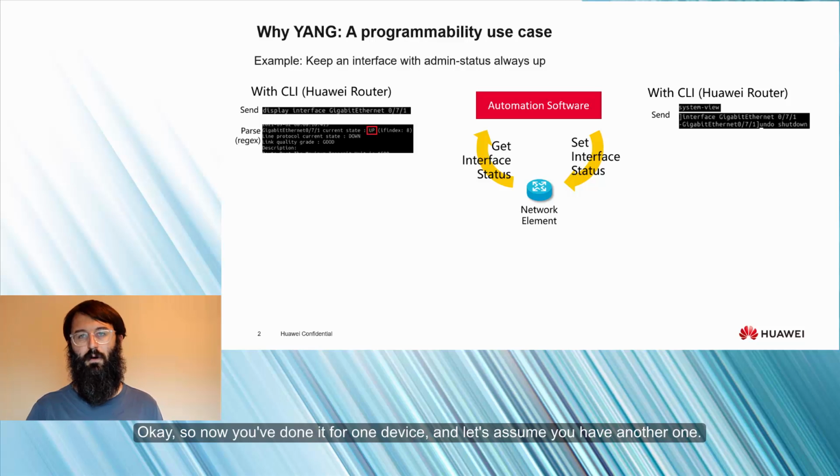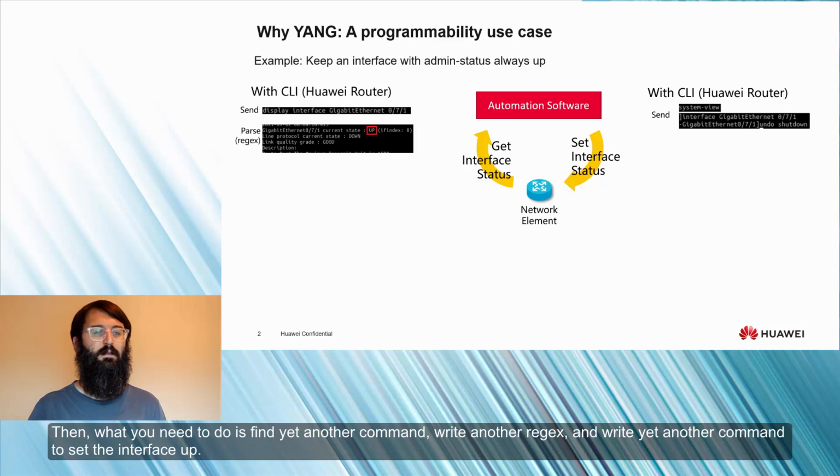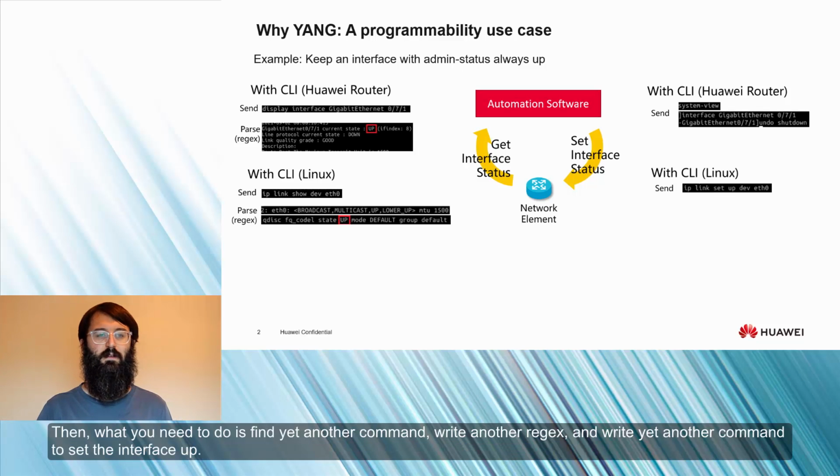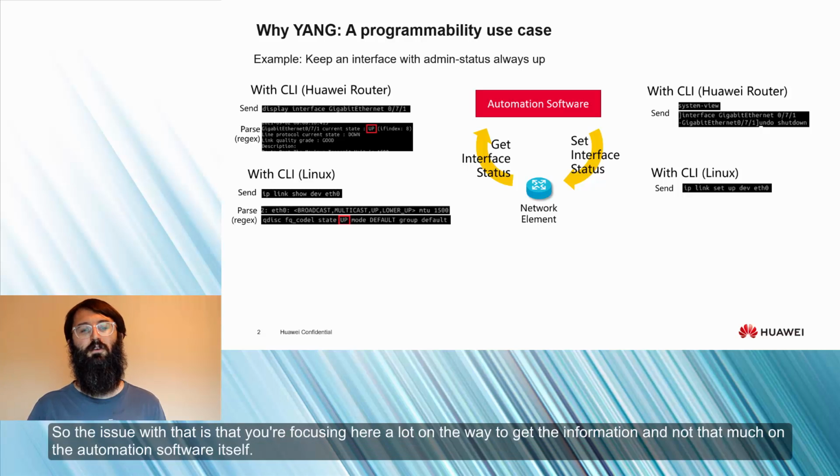Okay, so now you've done it for one device, and assume you have another one. Well, for instance, a Linux device. Then what you need to do is find yet another command, write another regex, and write yet another command to set the interface up. So basically you need to redo a significant part of the work. So the issue with that is that you're focusing a lot on the way to get the information and not that much on the automation software itself.